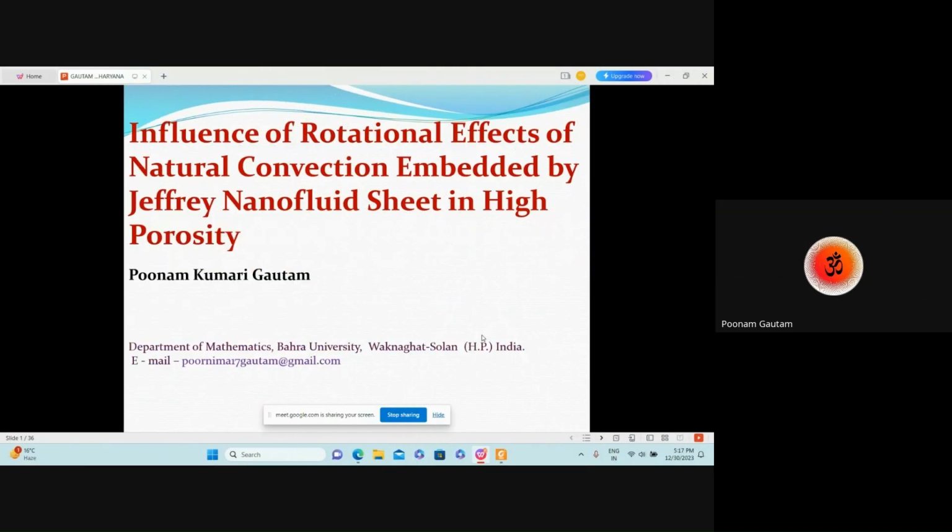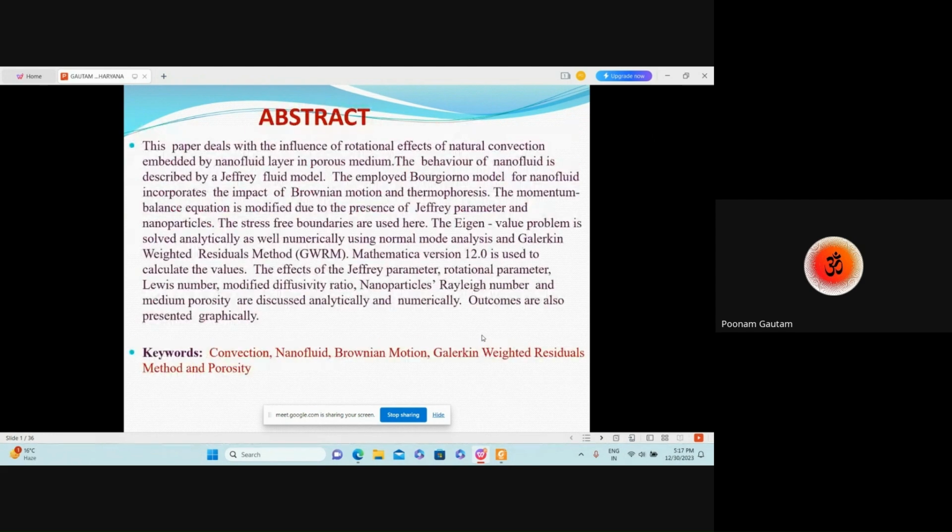Thank you. I am Dr. Poonam Kumari Gautam, Assistant Professor at Bahra University, Shimla Hills. My topic is entitled Influence of Rotational Effects of Natural Convection Embedded by Jeffrey Nanofluid Sheet in High Porosity. This is the abstract part.